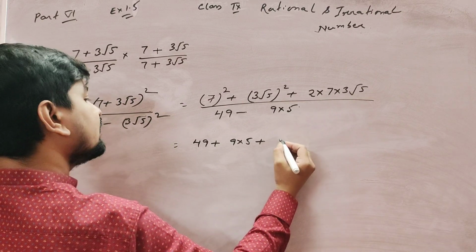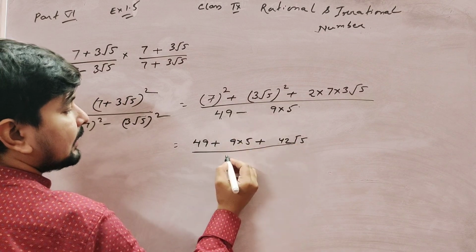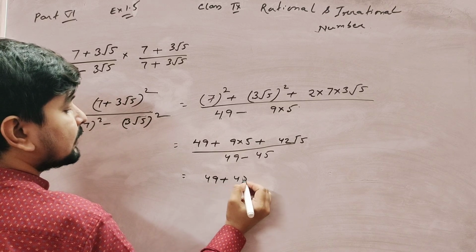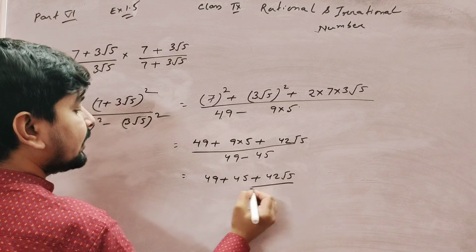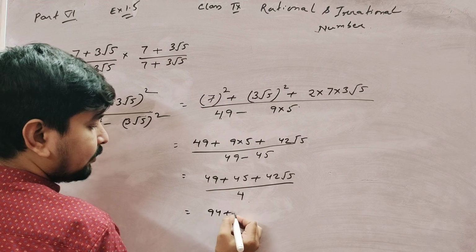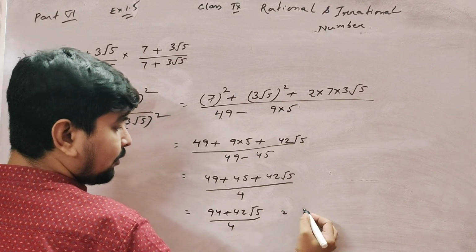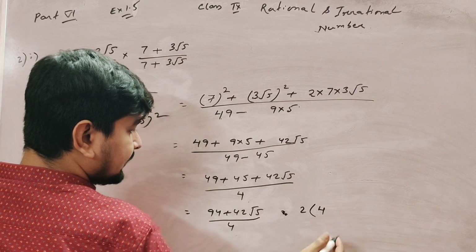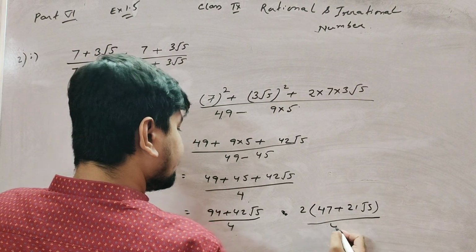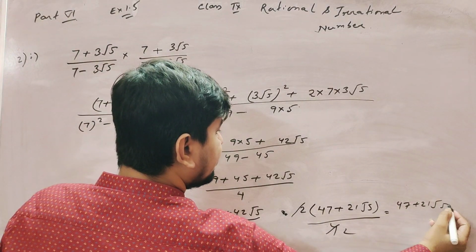2 7s are 14, 14 3s are 42 root 5, 42 root 5. Okay, and 49 minus 9 into 5, it's 45. So 49 plus 45 plus 42 root 5 by 49 minus 45, it's 4. So it's 94 plus 42 root 5 by 4. If you want to take common 2, that is 47 plus 21 root 5. So the answer is 47 plus 21 root 5 by 2.